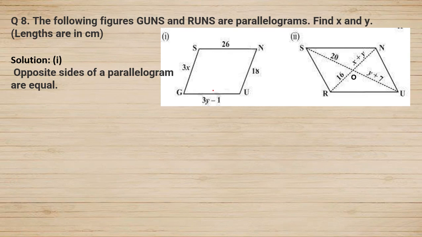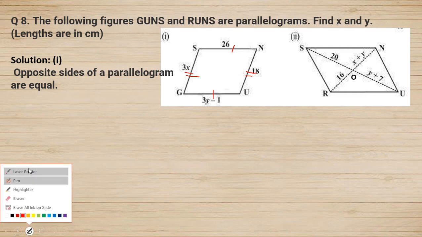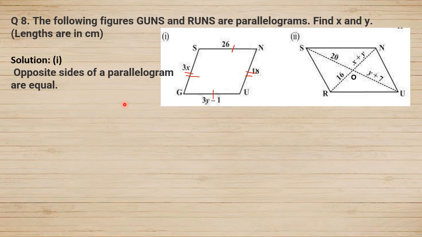So we can say this side GN and this side SN, they are equal. Similarly, the side GS and the side UN, they are equal. So use this one property: opposite sides of a parallelogram are equal. So we can write it as GS and NU are equal, or SN and GU are equal.